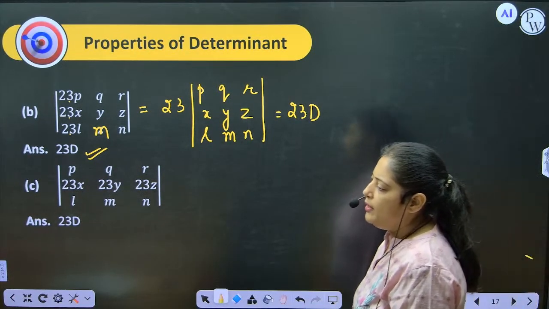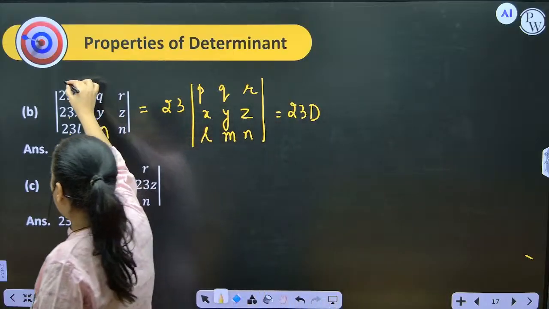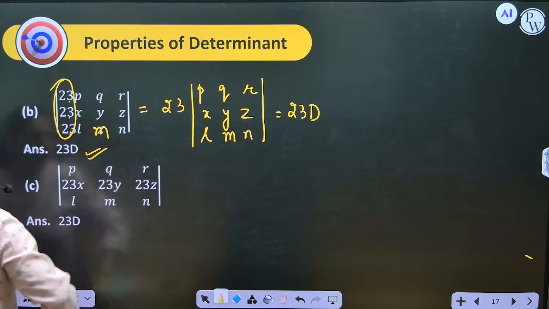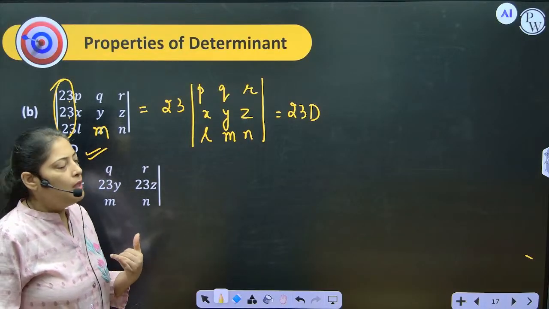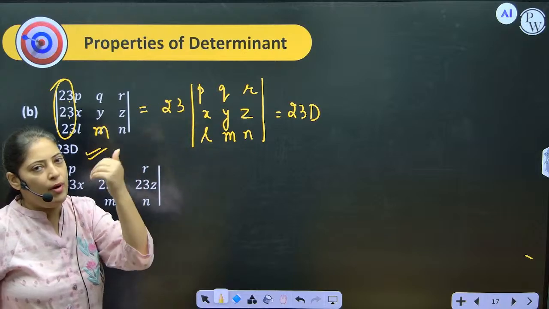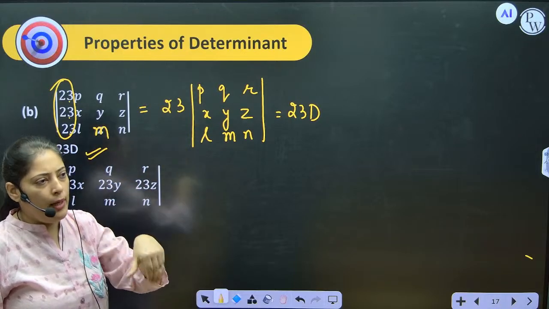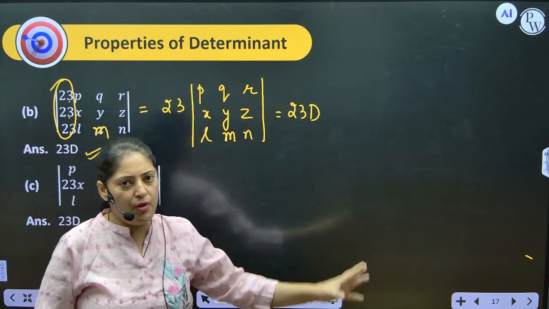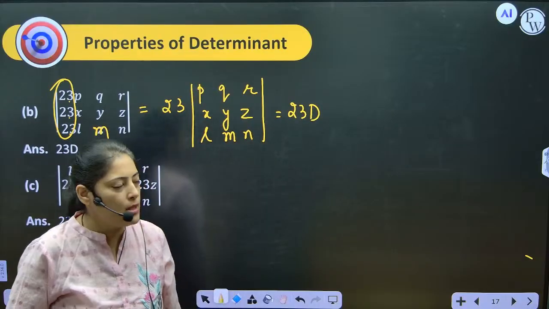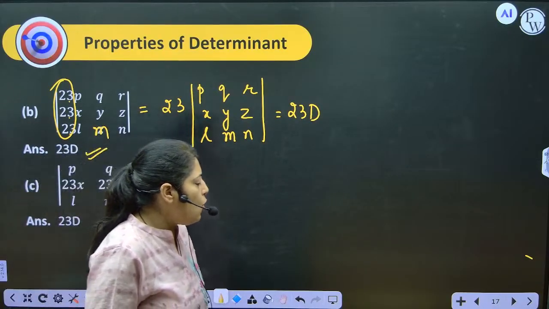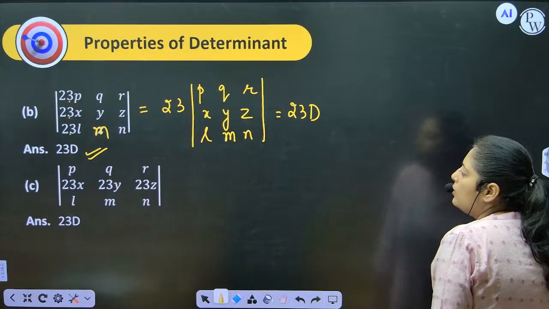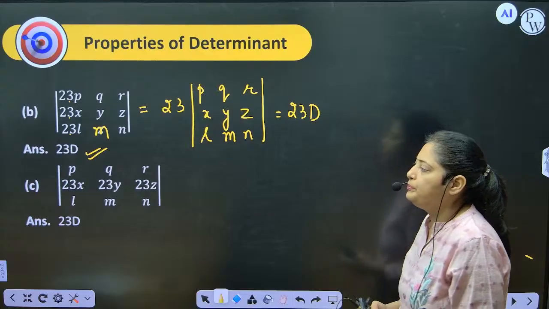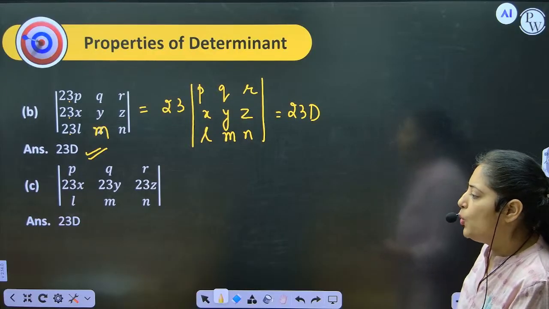Nothing I have done. What I have done is only I have taken this 23 common. And in determinants, if we take anything common, it will either come out from one row or one column. But in matrix, it will come out from the full matrix. From all the rows, all the columns. Quickly note it.